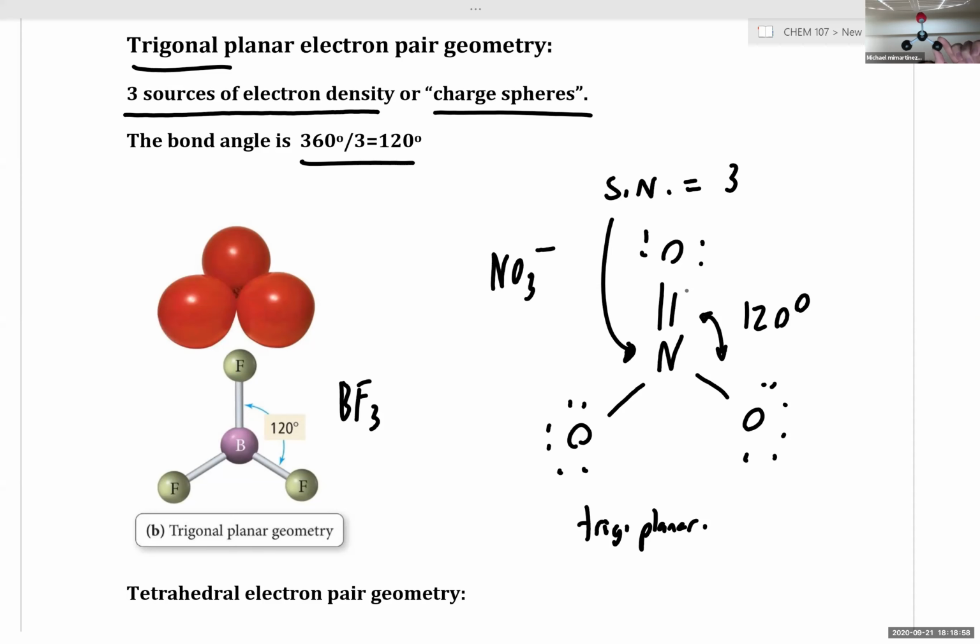Does this make sense to everyone? Does everyone see the model kit picture? I find it's often helpful to see a picture to visualize what these molecules look like.